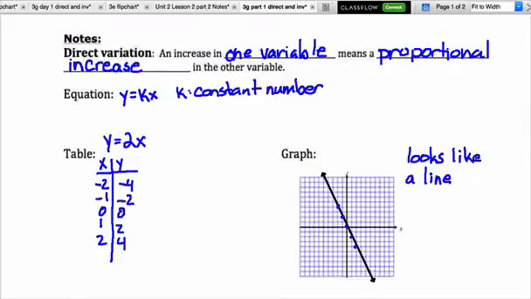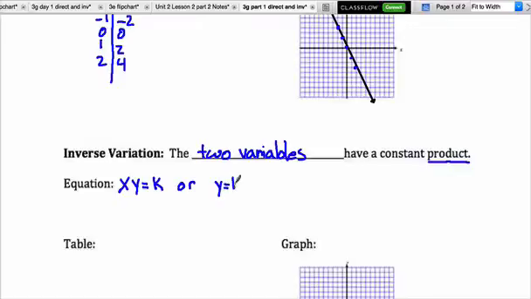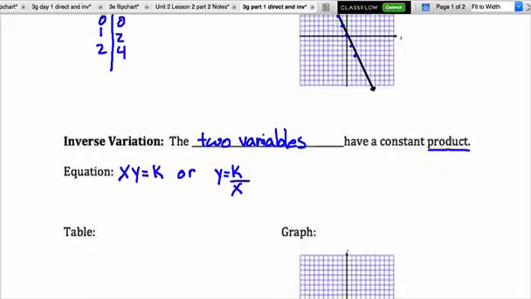Okay, now let's go and see what an inverse variation looks like. So in an inverse variation, the two variables have a constant product. And what does product mean? Product means to multiply. So that means that our two variables, x and y, would multiply together and have a constant product, k. So once again, k is the constant. Another way to write this, since we're used to seeing a lot of equations with y by itself, since these are being multiplied together, we can divide by x, and then we would have y equals k divided by x.